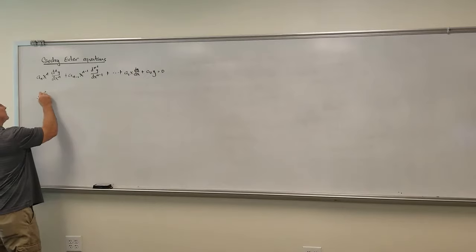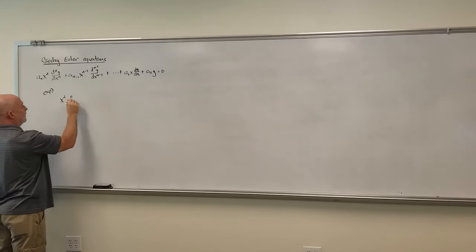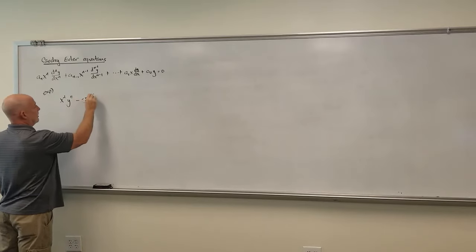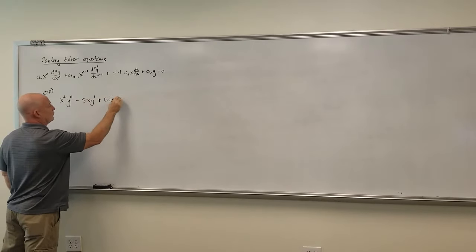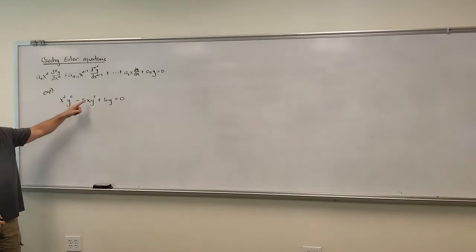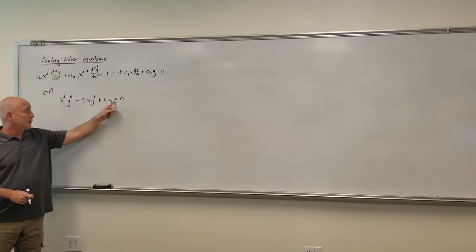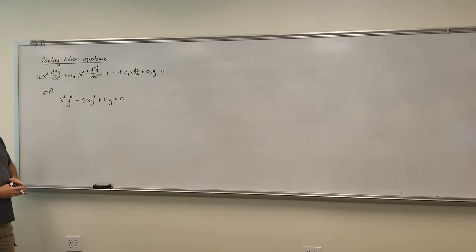So a quick little example of this might be x squared y double prime minus 5xy prime plus 6y is equal to 0. All right, notice that the power on the x matches the derivative that it's paired with. Right here, no derivatives, so no powers of x. All right, this is what's called Cauchy Euler form, and it can go up to ever higher derivatives as you want, as long as the power matches that derivative.